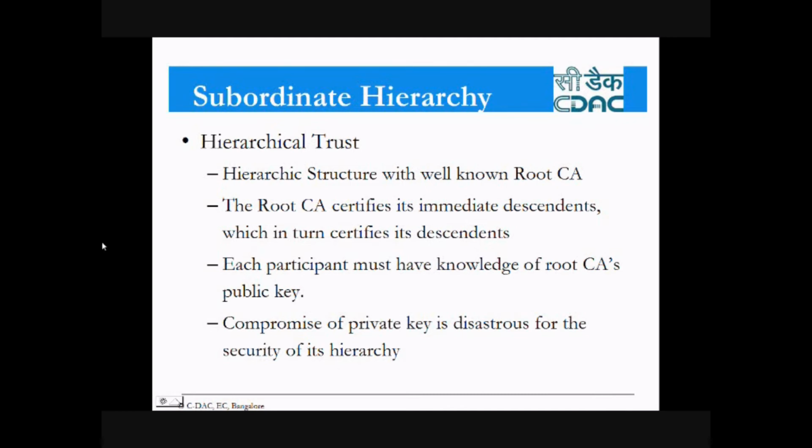So in this hierarchical trust model, a participant can trust a message which has been signed by any of the certifying authorities by simply relying on the root certifying authority. The only drawback is that a compromise of the private key of someone in this hierarchy would be disastrous for the security of the hierarchy below it. So this is the drawback of the subordinate hierarchy. But otherwise, this is the currently followed and adopted model in our country.